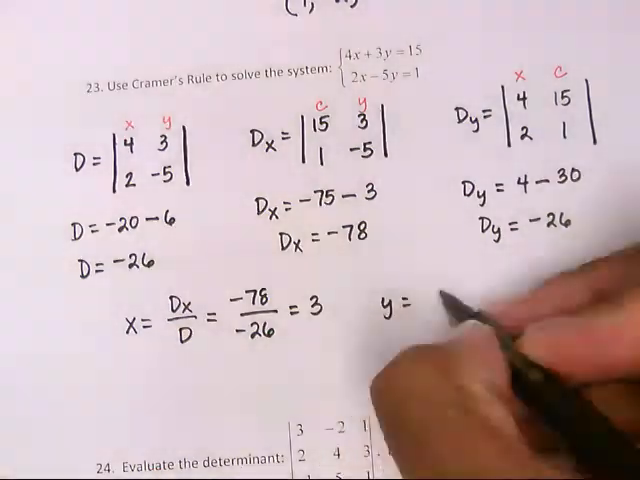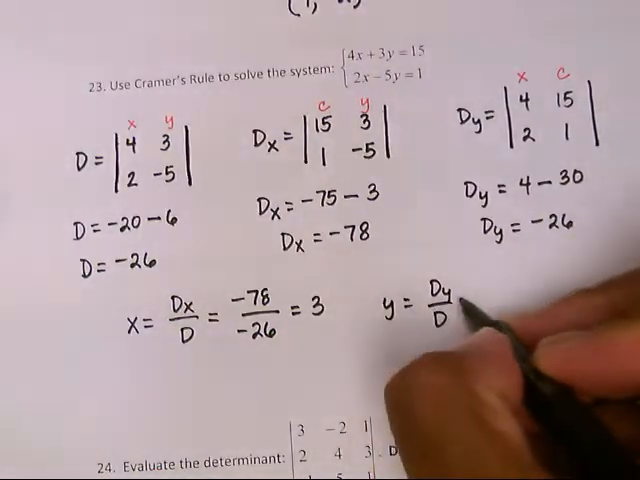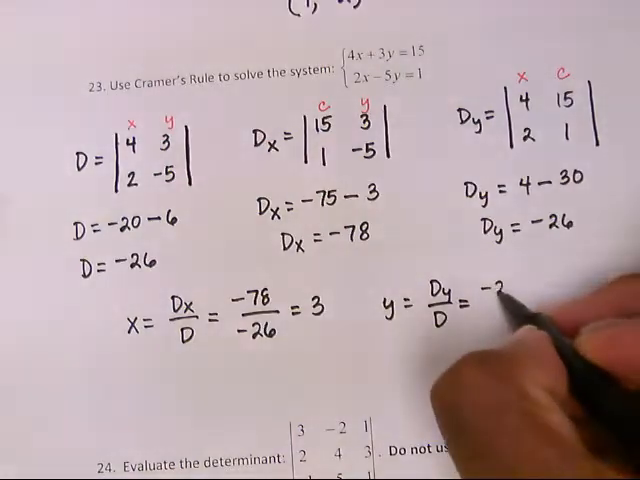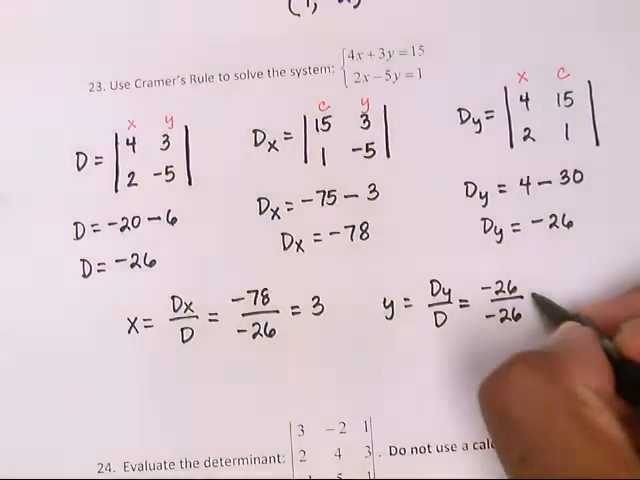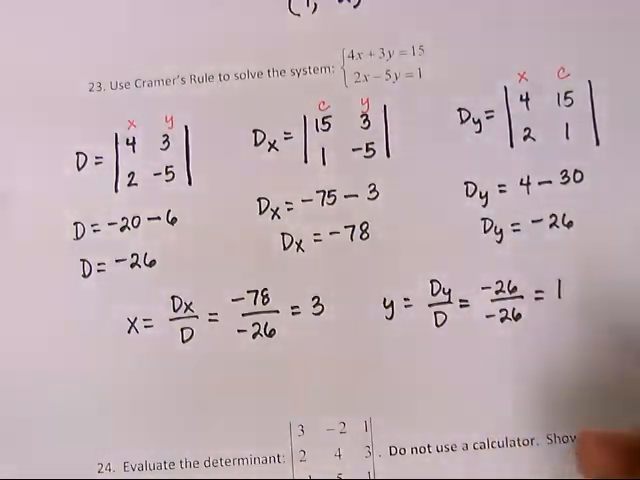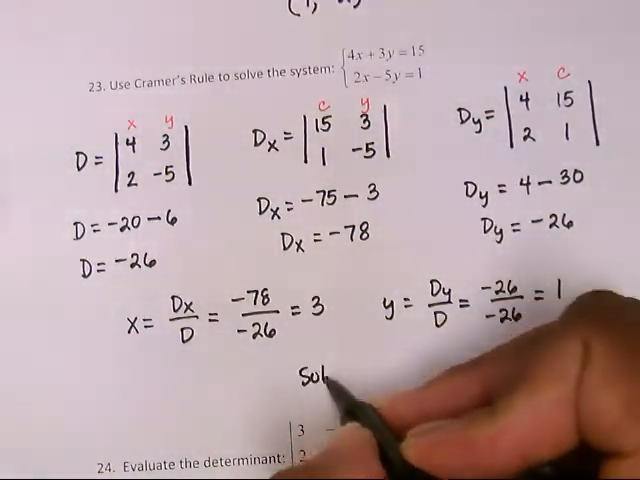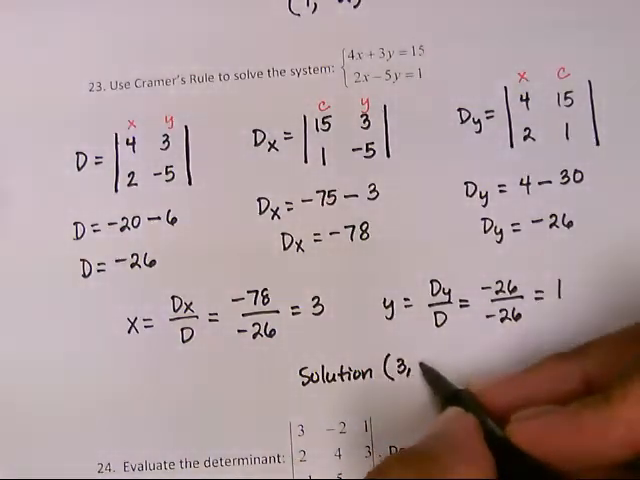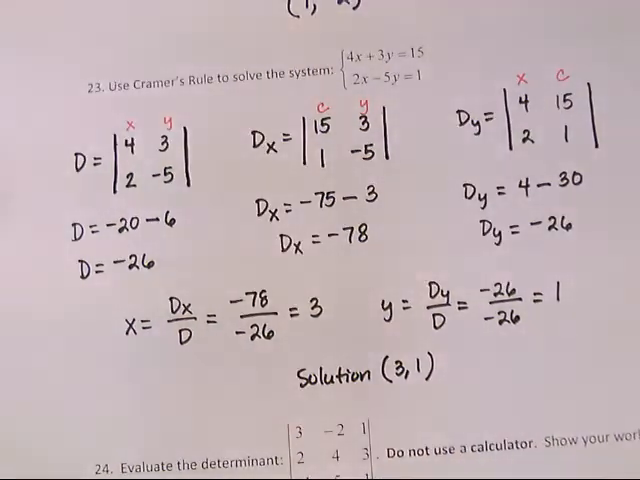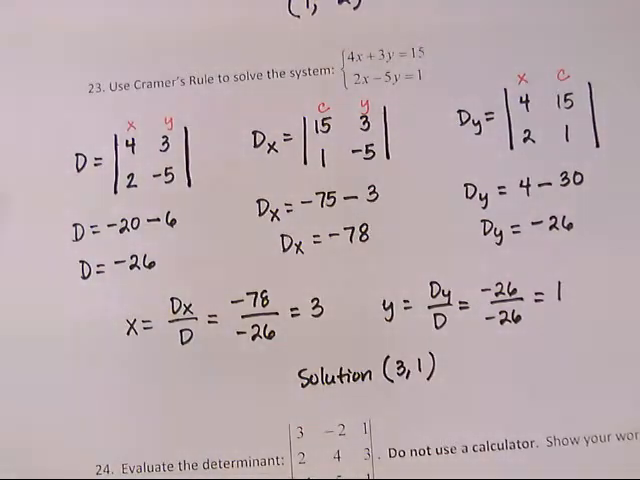And then your y would be d sub y divided by d. In this case, that d sub y was the negative 26, and d was also negative 26. So negative 26 divided by negative 26 will be 1. So the solution to that would be 3 and 1. Okay, so that's how we apply Cramer's rule to solve this system of equations.